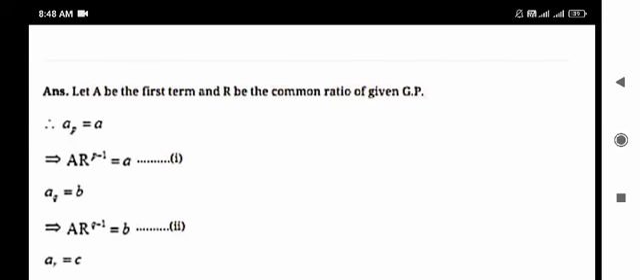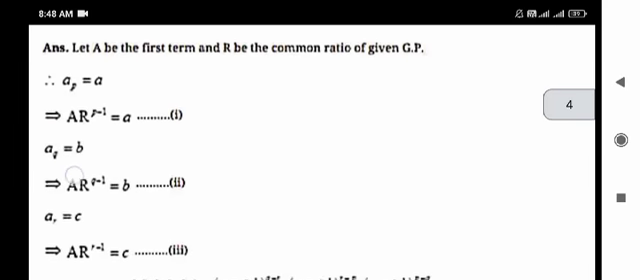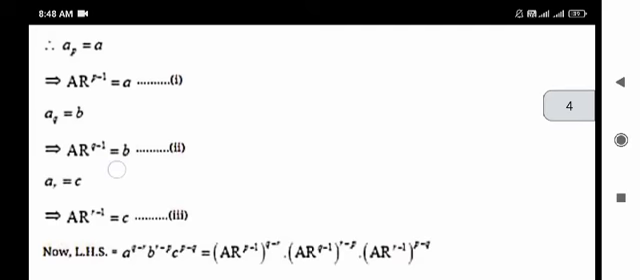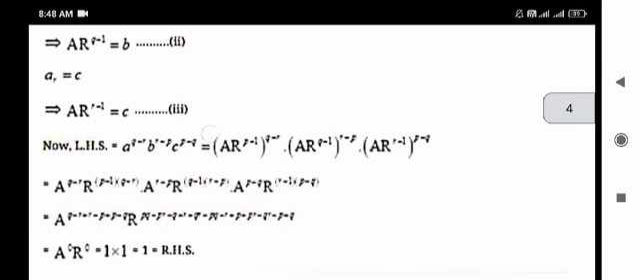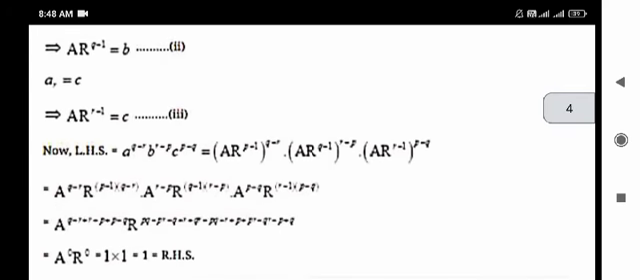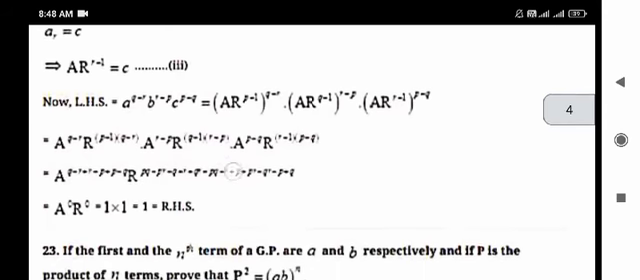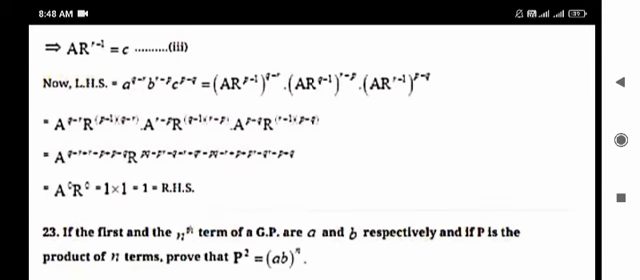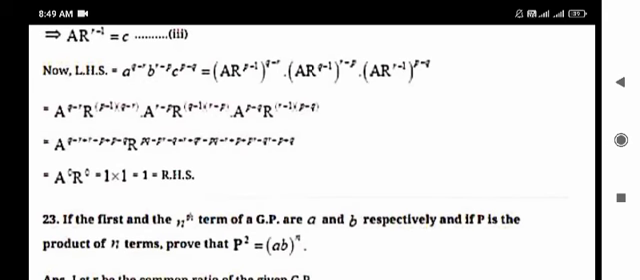That is, AR to the power p minus 1 is equal to a. Similarly, the qth term is b, that is capital A into capital R to the power q minus 1 is equal to b, and the rth term is c, that is capital A into R to the power r minus 1 is equal to c. Now taking the LHS part, doing the product of these equations and simply solving this, we get a to the power 0, b to the power 0, which is equal to 1 into 1, which is equal to the right hand side.